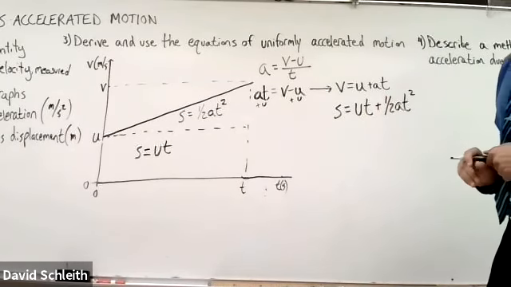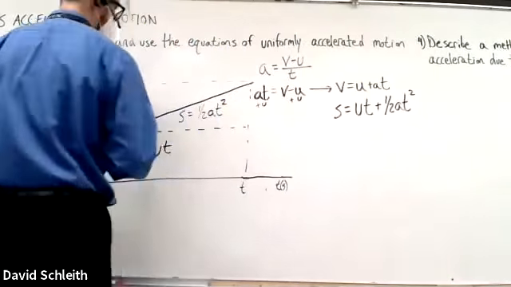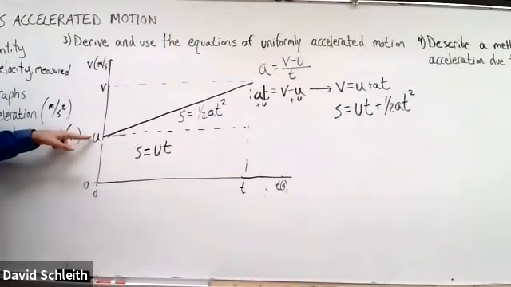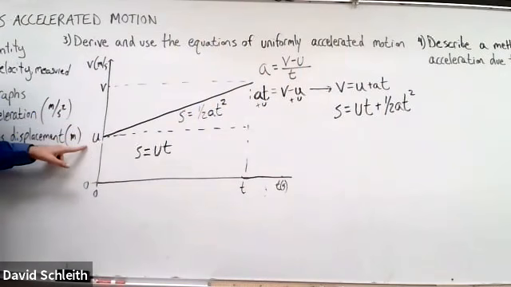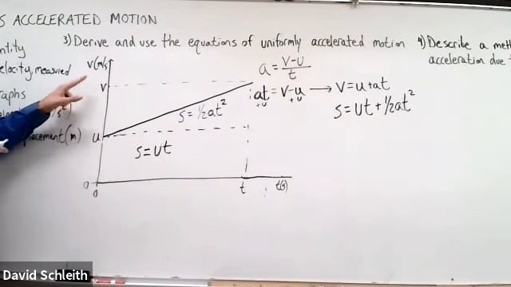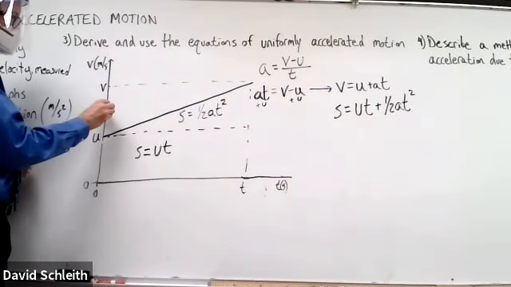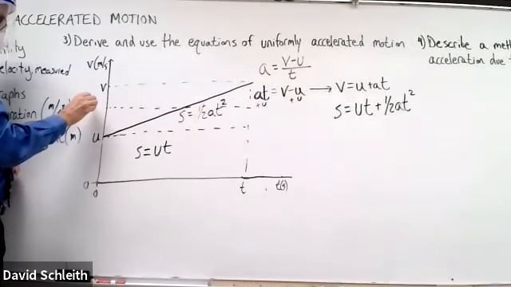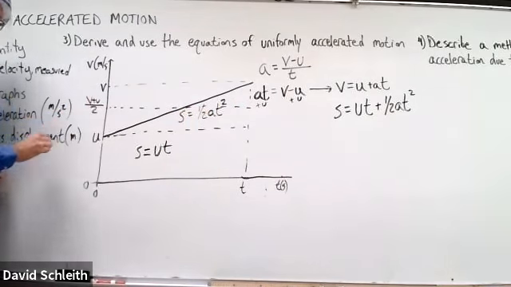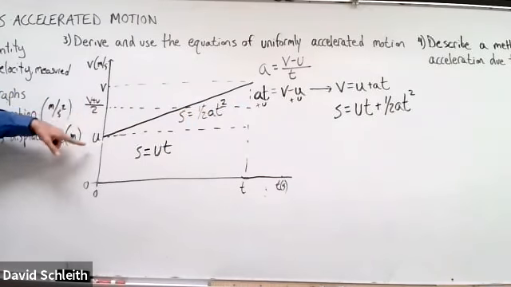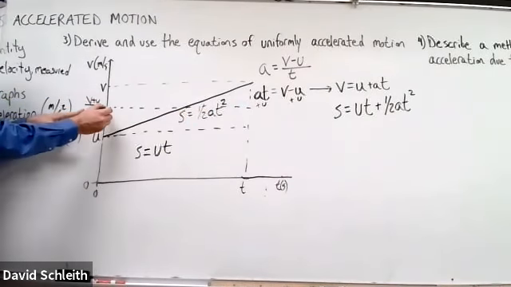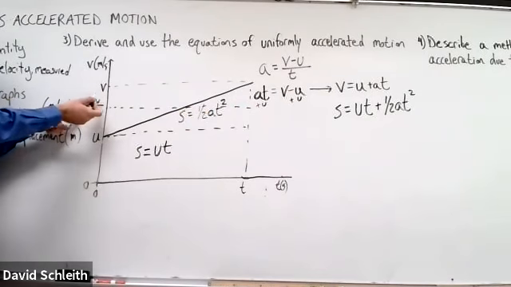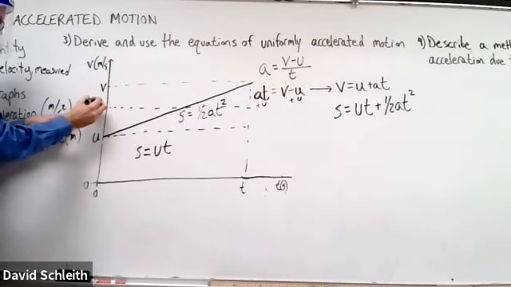The other equation that solves for displacement is by averaging these velocities. If we're going from speed u to speed v, we can think about the average velocity in between them. So this would be v plus u over 2, if I average those velocities, sum them and divide by 2. So this velocity here isn't u, it isn't v, it's the average of u and v: v plus u over 2, or u plus v over 2.